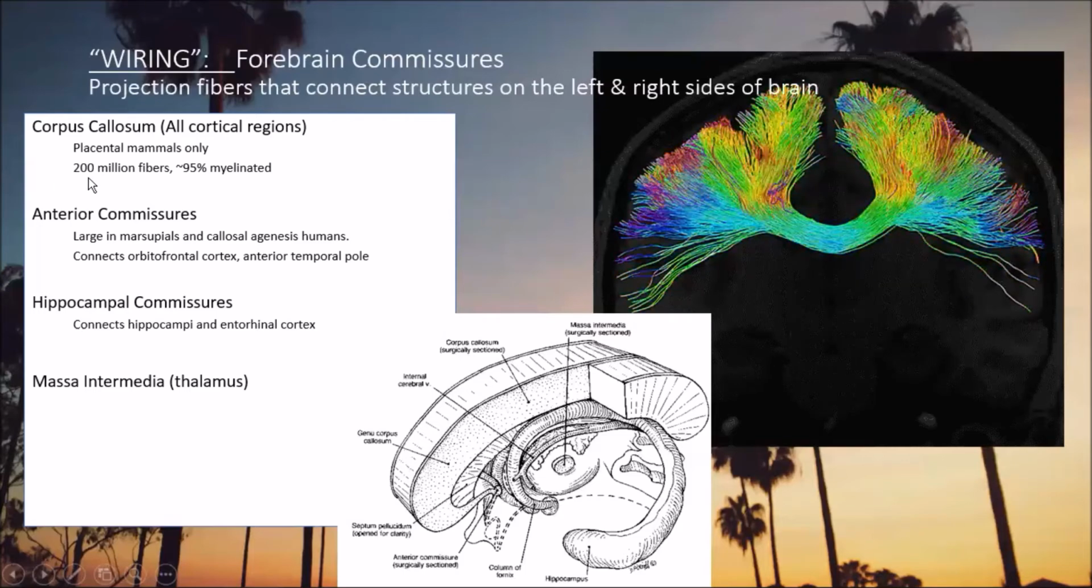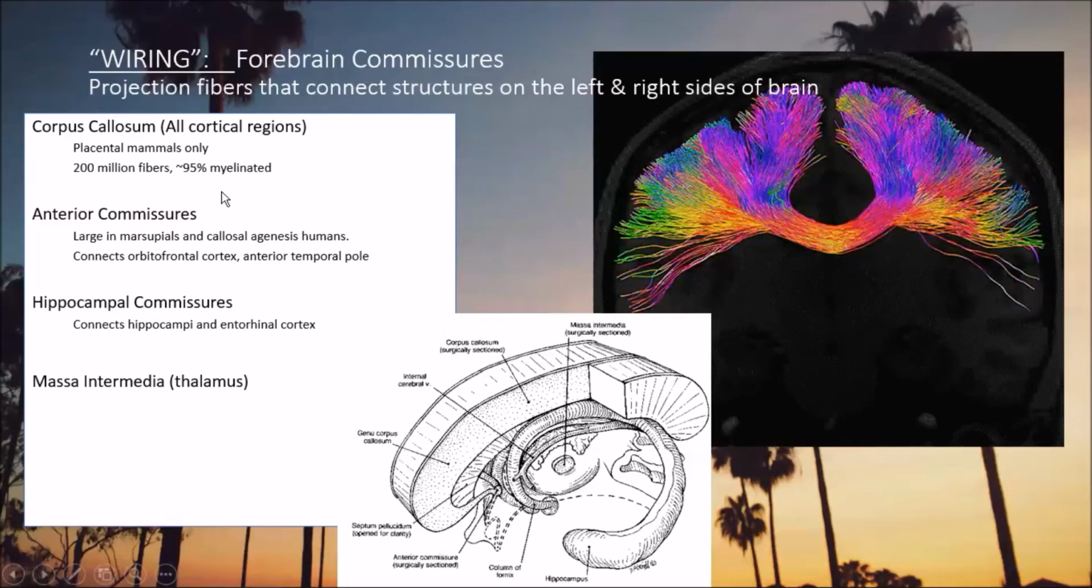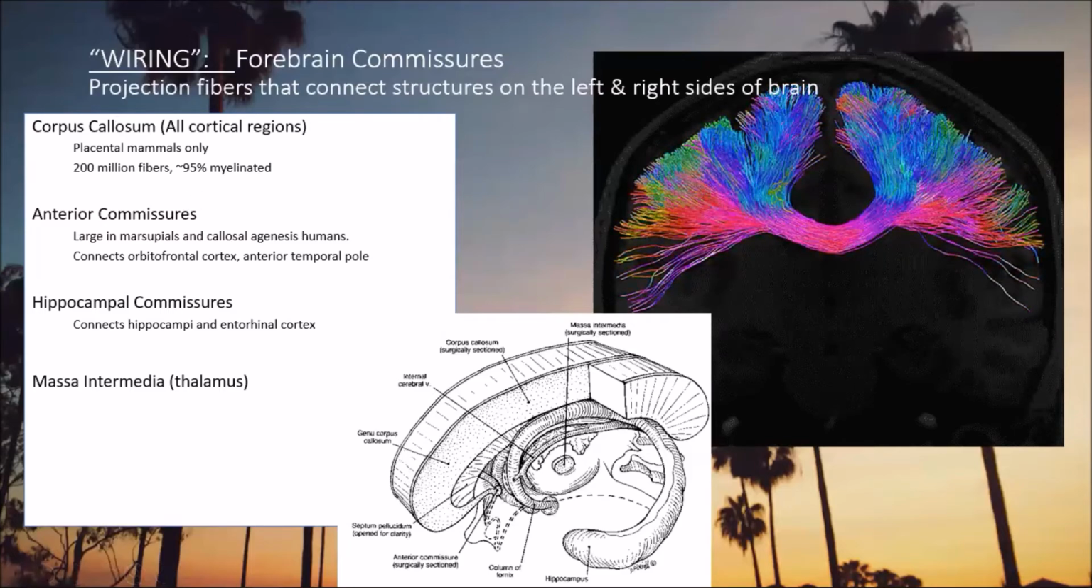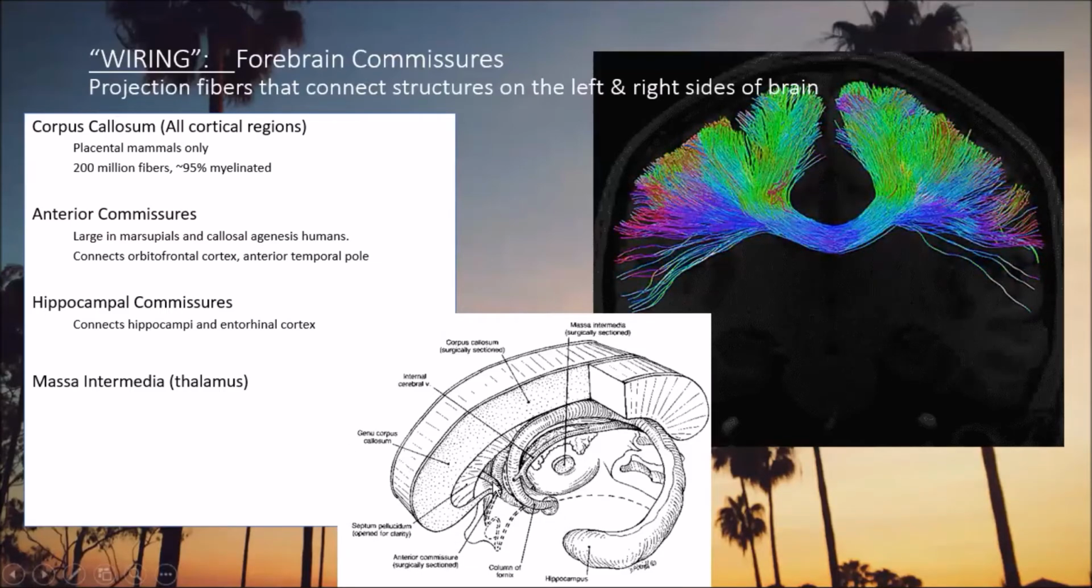It's about 200 to 250 million fibers in humans. It emerged in placental mammals. So if you go to kangaroos, marsupials, they don't have the corpus callosum, but they have what's called the interior commissure, which is really hard to see because it's a cross section.